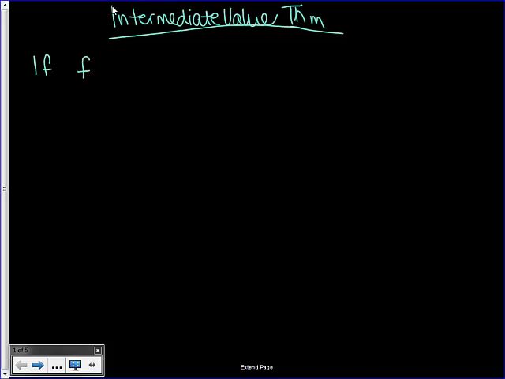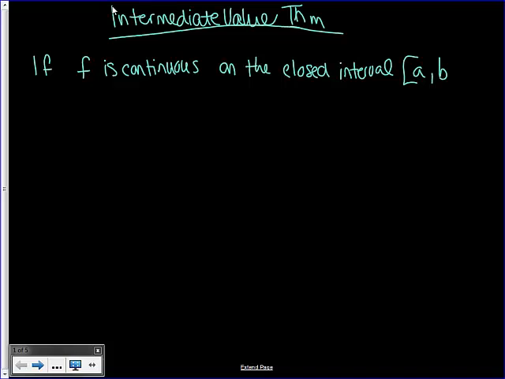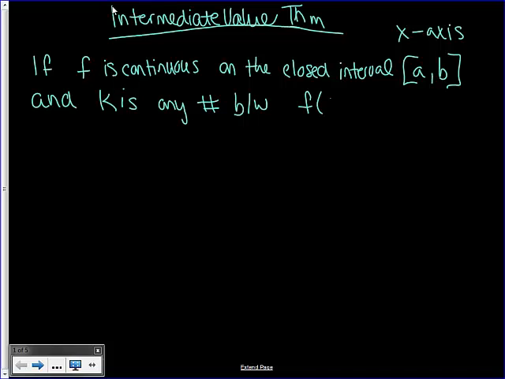If f, a function, is continuous on the closed interval from A to B, the closed interval being the x-axis, so this means some x value A, some x value B, and K is any number between f of A and f of B, f of A and f of B being y values, the y value at A and the y value at B.